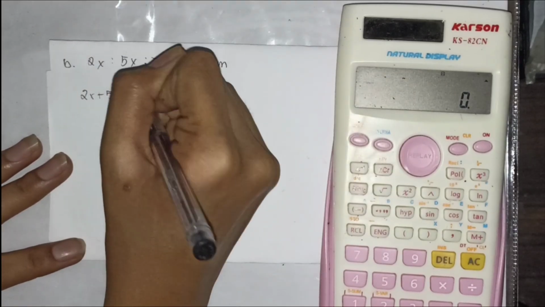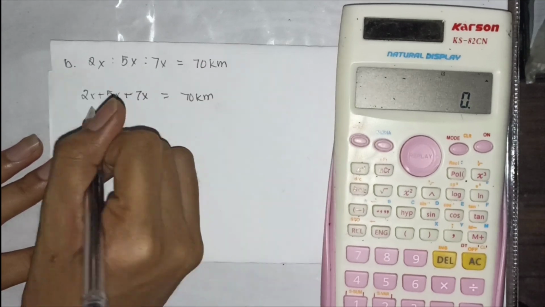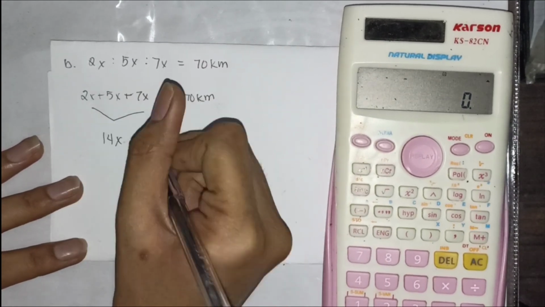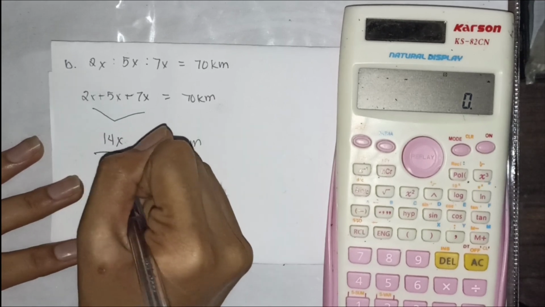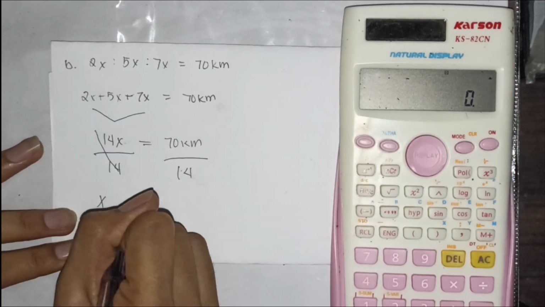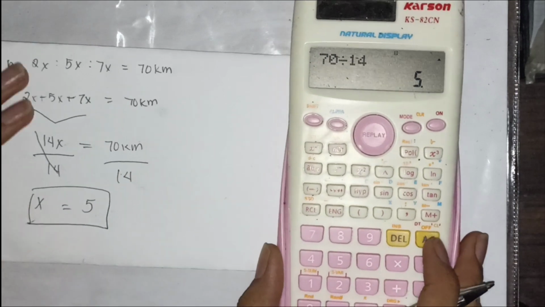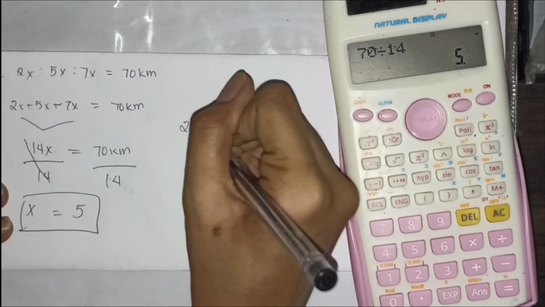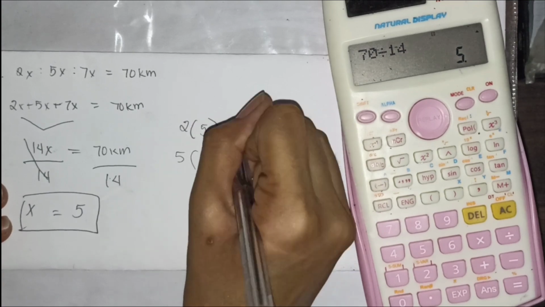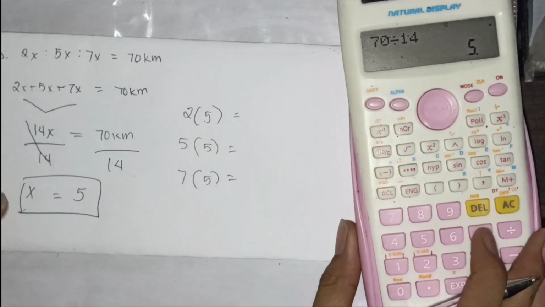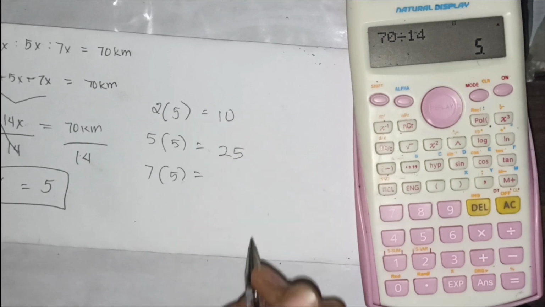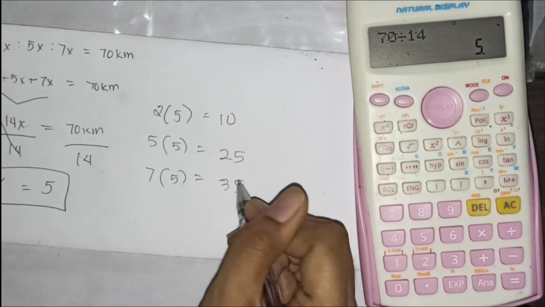As for the letter B, ganun pa rin. I-add natin yung mga ratio. 2 plus 5 is equal to 7 plus 7 is equal to 14. 70 divided by 14 is equal to 5. So 2 times 5 is equal to 10. 5 times 5 is equal to 25. 7 times 5 is equal to 35.